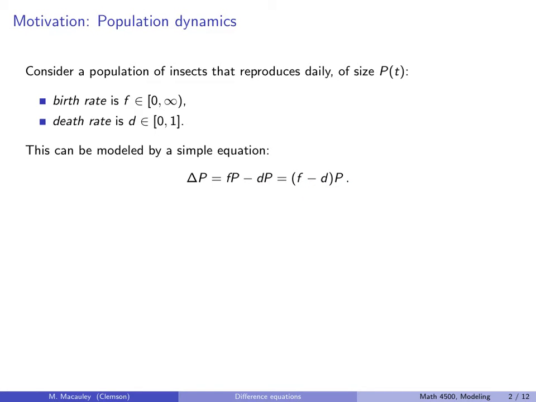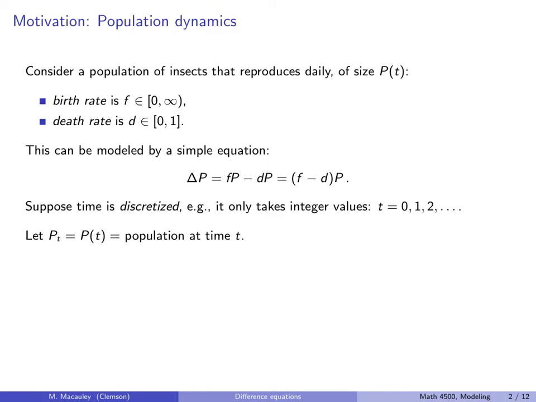So this is something that you might have seen before calculus, before you ever knew what instantaneous rate of change is. You know what change in population from one day to the next is, and that's delta p. So we're assuming that time is discretized. That is, it only takes integer values like 0, 1, and 2.